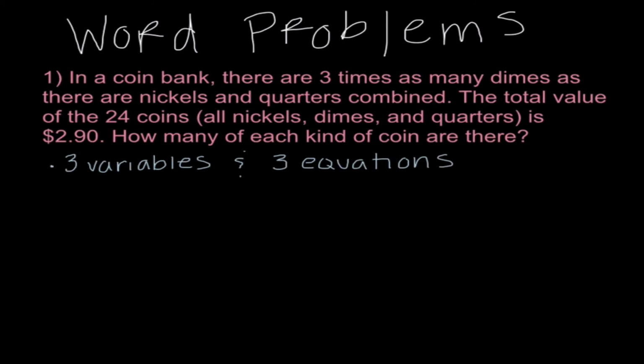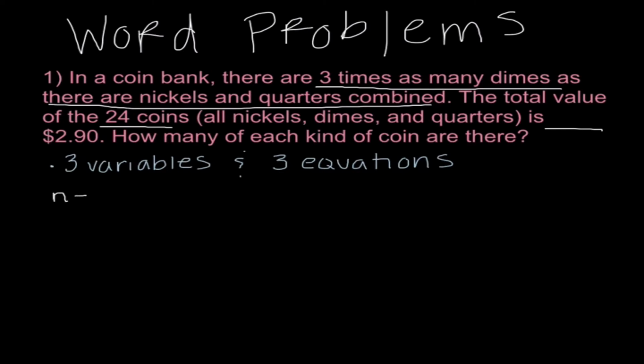For this particular problem, let's just look through it. In a coin bank, there are 3 times as many dimes as there are nickels and quarters combined. The total value of all 24 coins is $2.90.